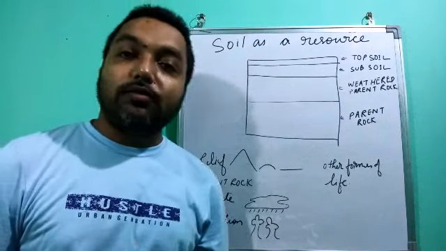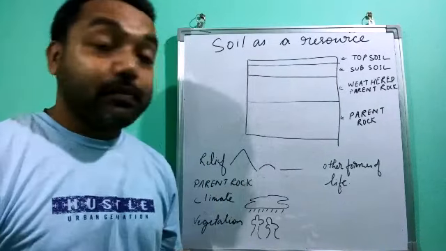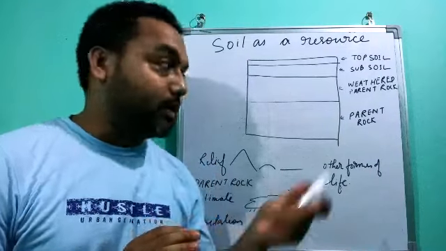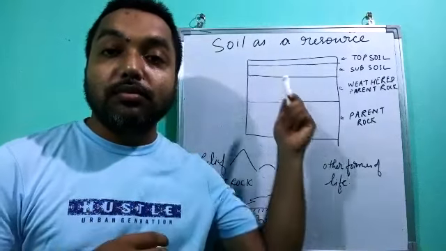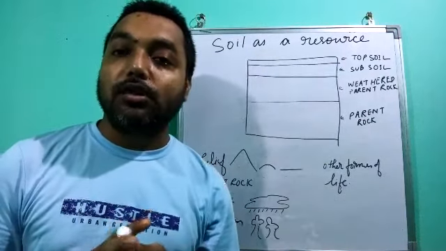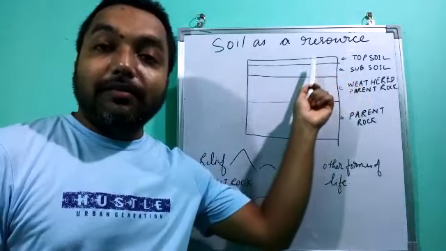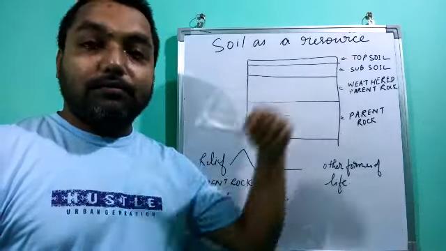So let us start with the soil profile, what it is called. Soil is the topmost layer of the earth where plants can grow. This is the definition for soil. The soil can be divided from top to bottom. It is of 4 types.